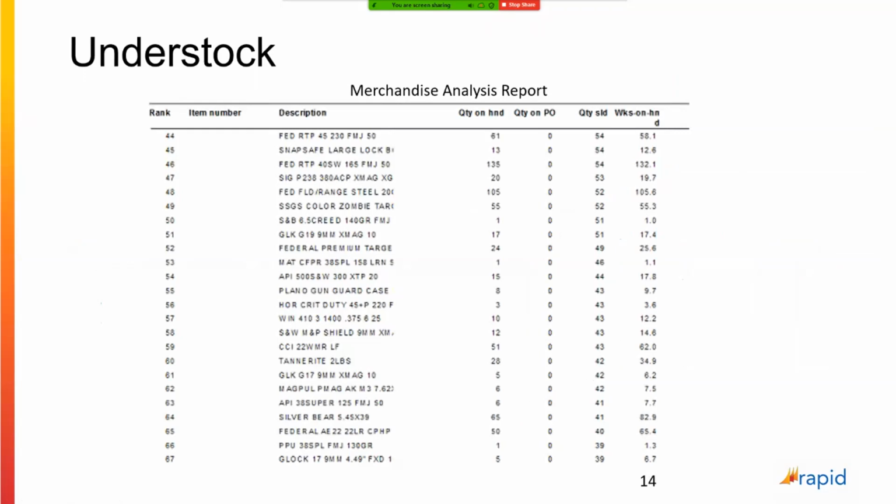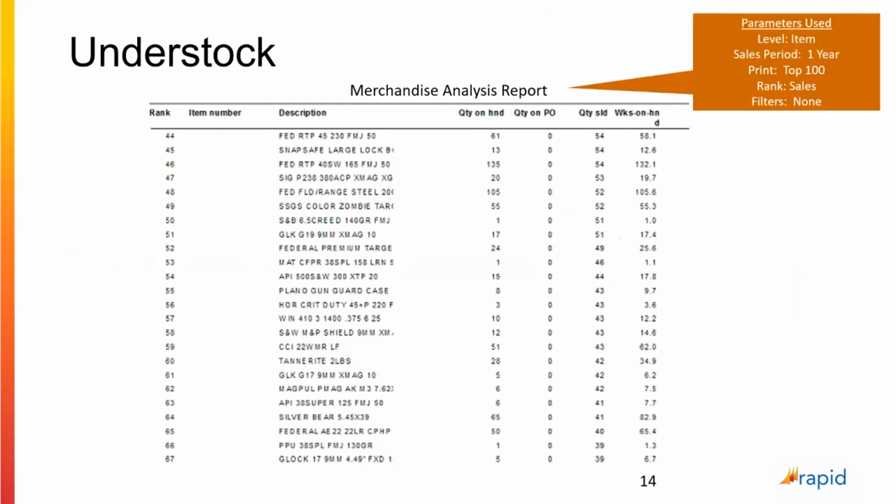Now I want to show you a completely different view, and this is to identify what items I'm understocked in. Sean showed us how to find out of stock. Now we're looking for understock. And what I did here is I ran an item level report for a year. I printed my top 100 items. I ranked it by sales, not by weeks of supply, but by sales, and I didn't set any filter.